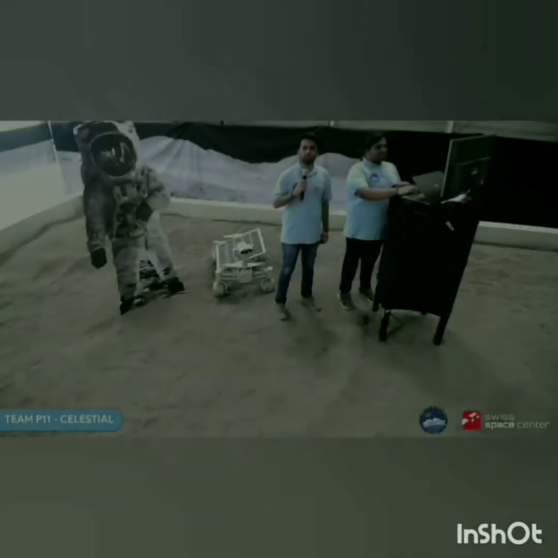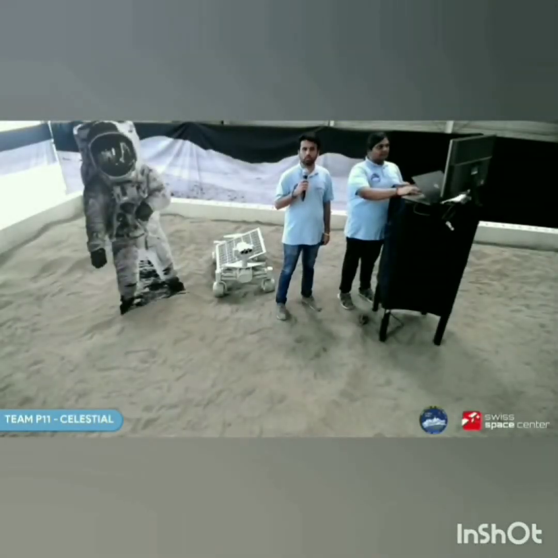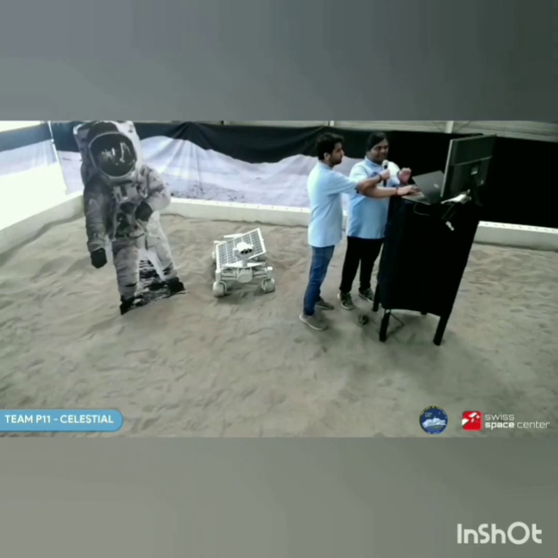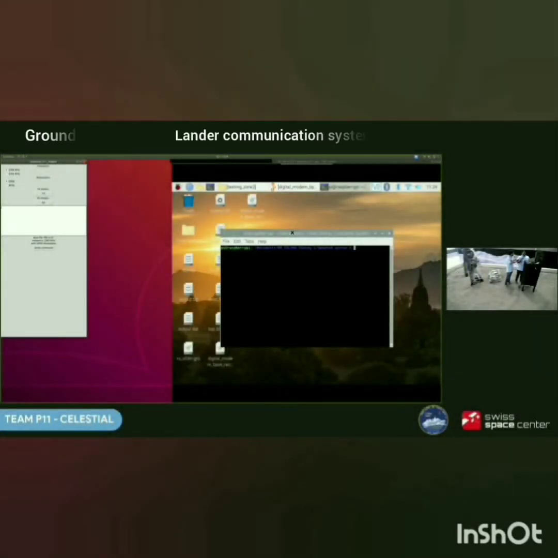ground station. This is the ground station setup. Over here, the commands will be transmitted and the signals will be received. To visualize, we will share the screen of the ground station here. On the left hand side is the pink area, which is the console with the graphical user interface.